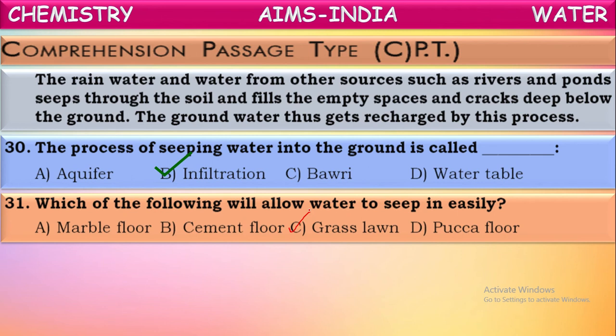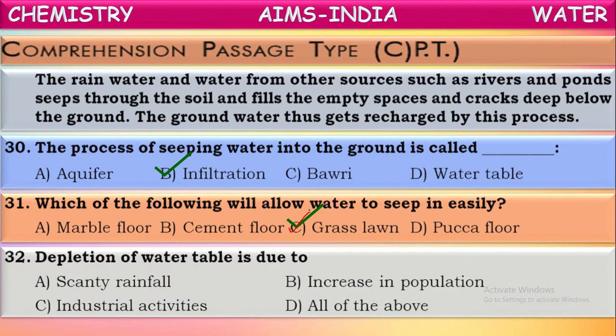So because of this reason, we are facing scarcity of rainwater or groundwater. The water table is being depleted because of constructions like marble floors, cement floors, and pucca floors. Because of this, water cannot seep into the soil easily. But a grass lawn or trees will allow the water to seep easily.